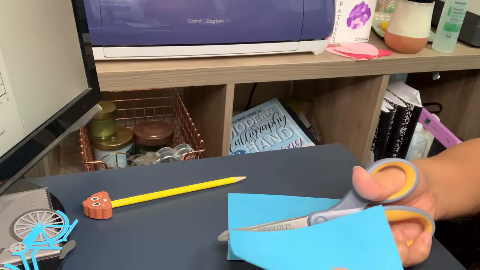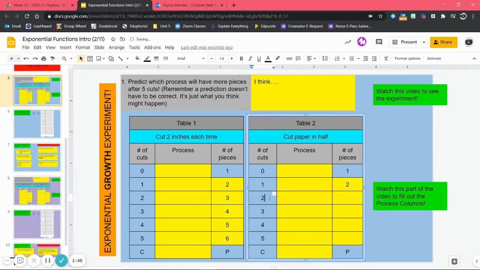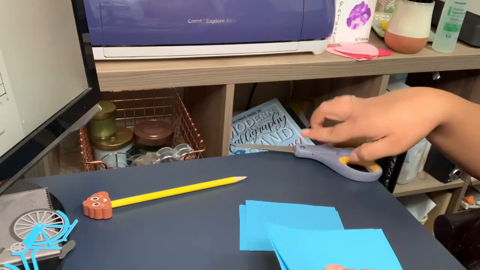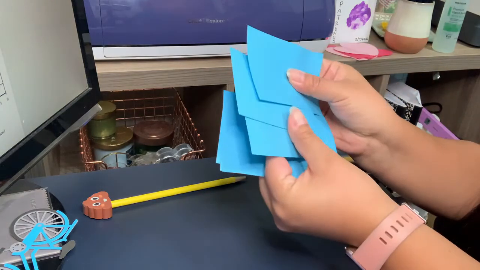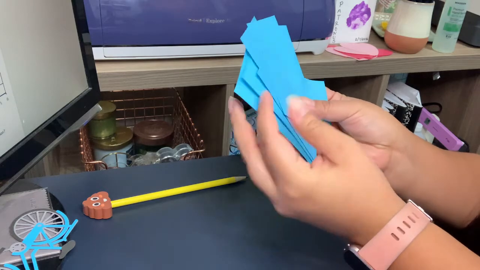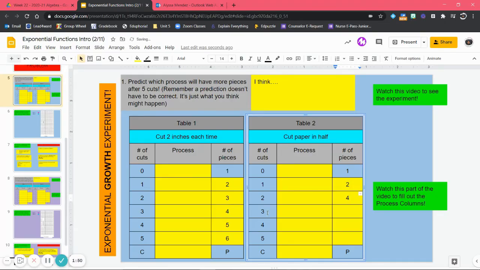Now for cut number 2, I'm halving it again. Now I have 4 pieces. So after 2 cuts, we're going to type in 4 pieces. Now I'm going to half those again. How many pieces do you think I'm going to have? If you said 8, you were right. So now after 3 cuts, I have 8 pieces of paper.